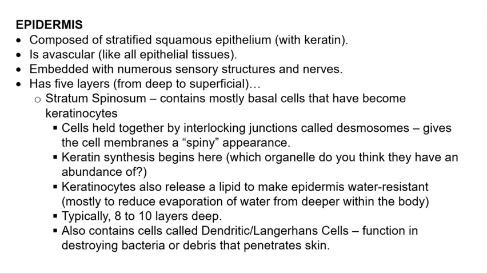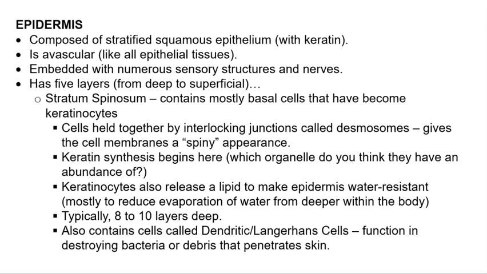Keratin synthesis begins in this stratum. Keratin is a protein, so it makes sense that these cells possess an abundance of both rough endoplasmic reticulum and ribosomes. The keratinocytes here also release a lipid that functions to make the epidermis water resistant, and this is mostly to reduce evaporation of water from deeper tissues within the body. Typically, the stratum spinosum is 8 to 10 layers of keratinocytes in thickness, and it also contains cells called dendritic cells or Langerhans cells.